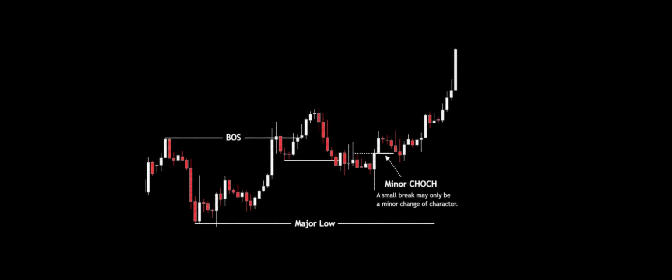A beginner immediately says, "This is a bearish change of character." But wait, did price break the major low? No. Then the main bullish structure is still valid. That small break may only be a minor change of character. It may only be a pullback inside bullish order flow.